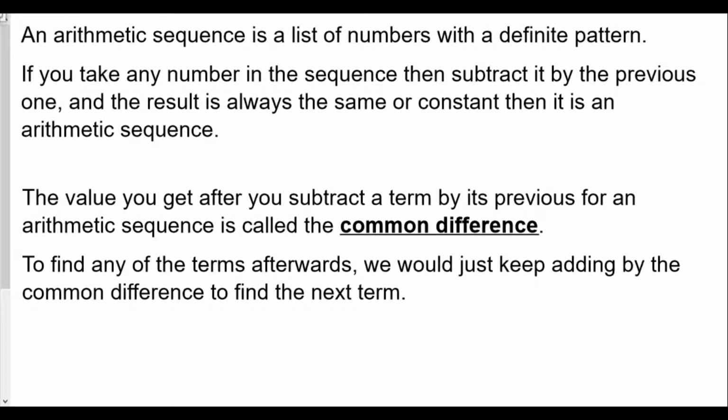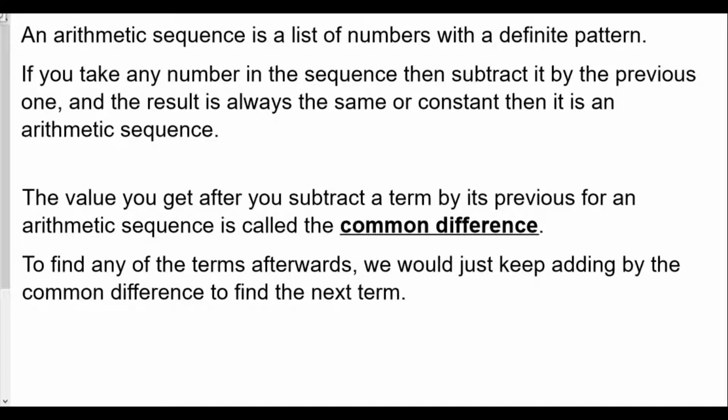An arithmetic sequence is a list of numbers with a definite pattern. If you take any number in the sequence and subtract the previous one, and the result is always the same, or constant, then it is an arithmetic sequence. The value you get after you subtract a term by its previous term for an arithmetic sequence is called the common difference.